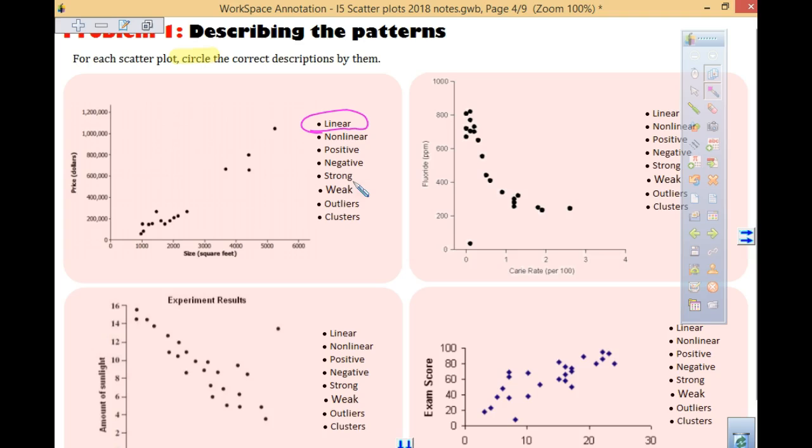Next question, you want to decide, is it positive or negative? Positive. This is positive. As x increases, the y is also increasing. Strong or weak? I agree. I'd go with strong. Are there any outliers? No. No, but there are clusters. There's clusters. Like this is a cluster kind of down in here.